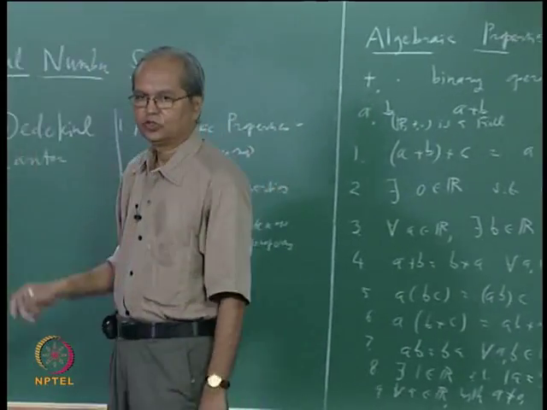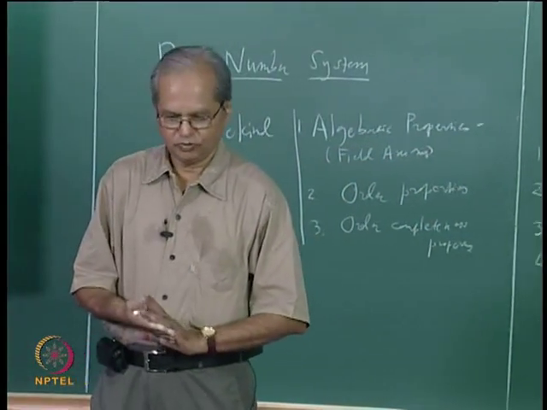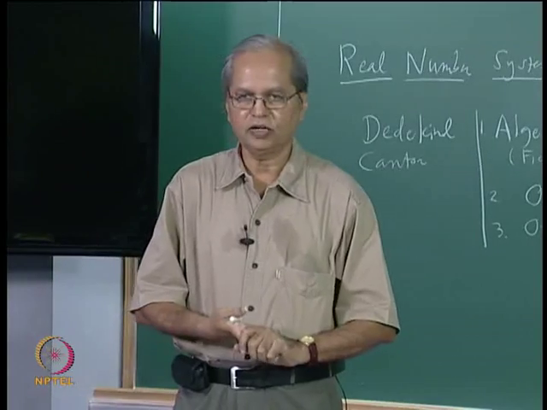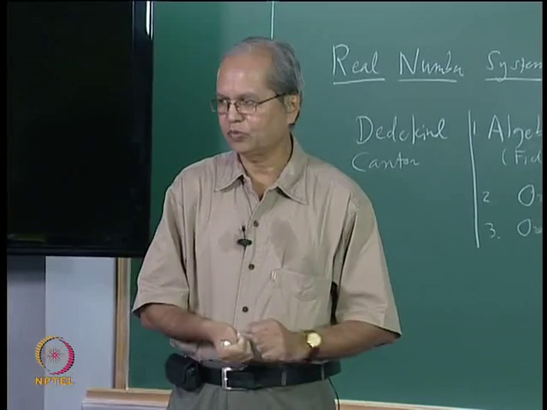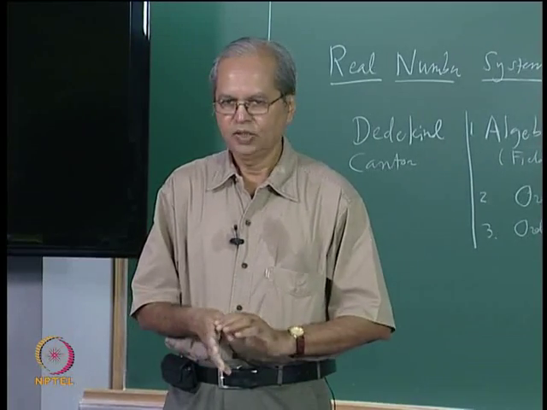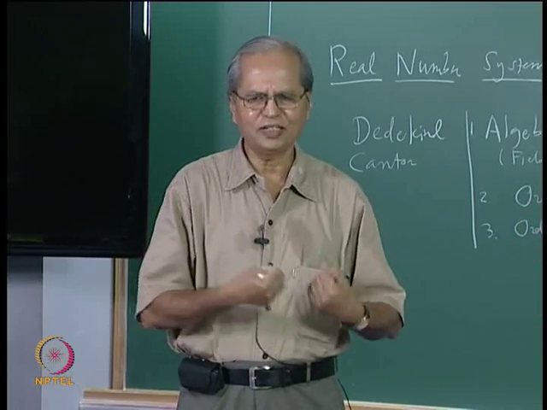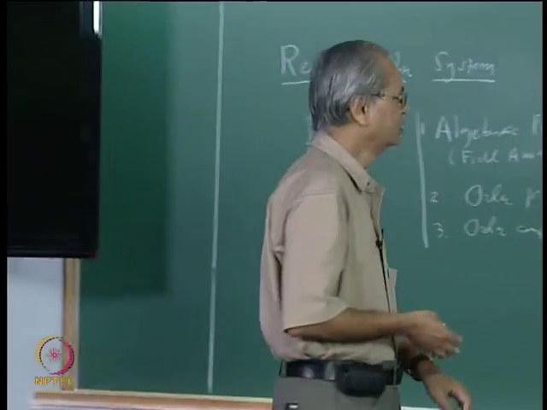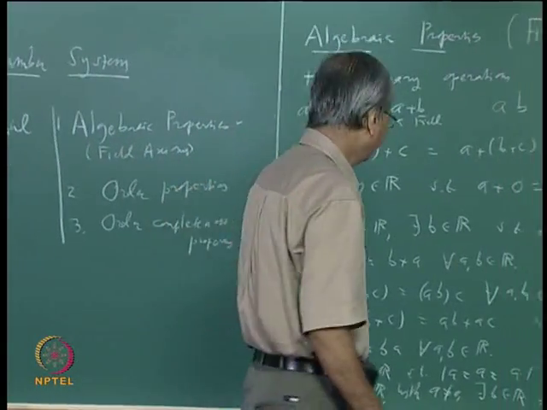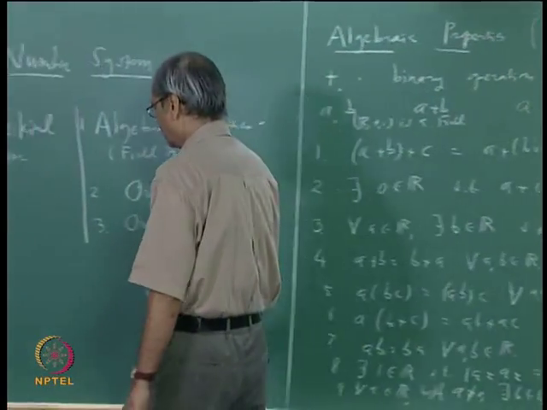And so what are the sets with which we could distinguish R using algebraic properties? N and Z. But Q and C will have all these properties. Not only that, there are several other fields also. So now let us go to the second group of properties, namely this order properties.